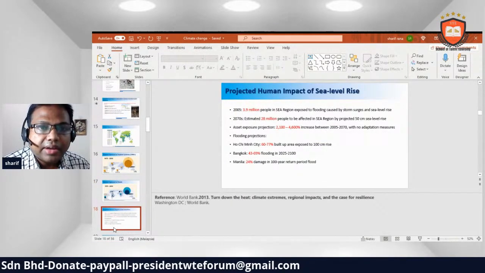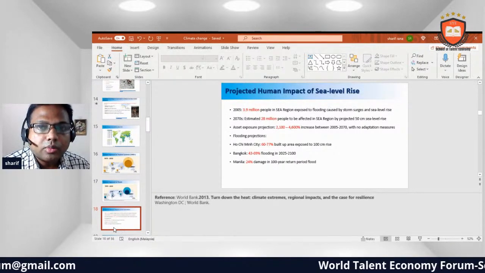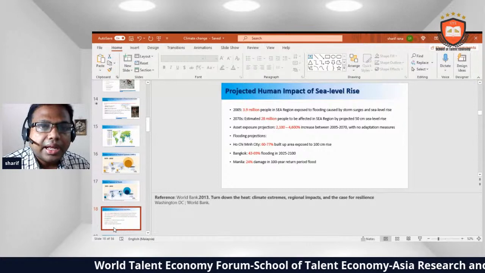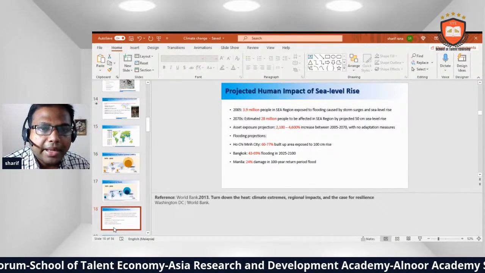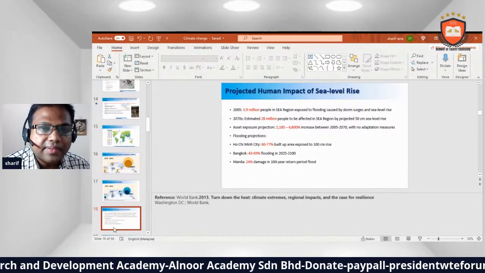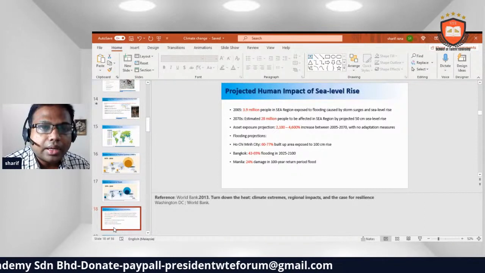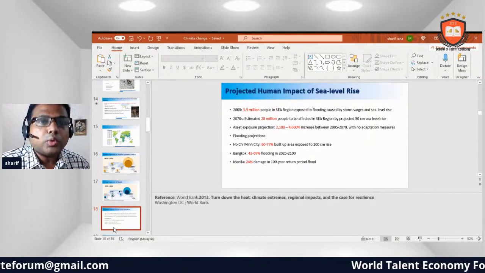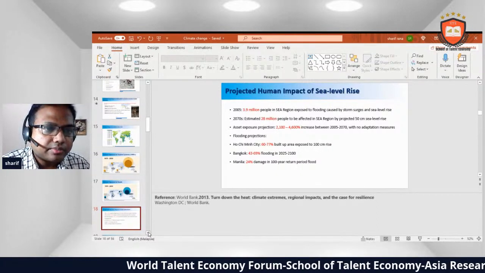Projected human impact of sea level rise. In 2005, 3.9 million people in the region were exposed to flooding caused by storm surge and sea level rise. By 2070, an estimated 80 million people will be affected at sea level. Asset exposure projection: Ho Chi Minh City, Bangkok, Manila. Manila has 4% damage, Bangkok has 43 to 69% flooding, Ho Chi Minh City has 60 to 77% problem. Asset exposure projection 2,100 to 4,600. 28 million people to be affected, and 3.9 million people in the region exposed.